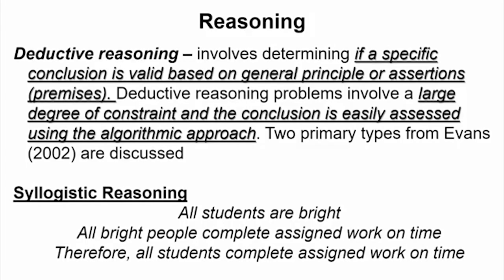So, what is deductive reasoning? Deductive reasoning is very simple. It involves determining if a specific conclusion is valid based on general principles, assertions or premises. So, basically there are certain premises which have been given. Now, when I say valid, a valid statement may not be true. Right?